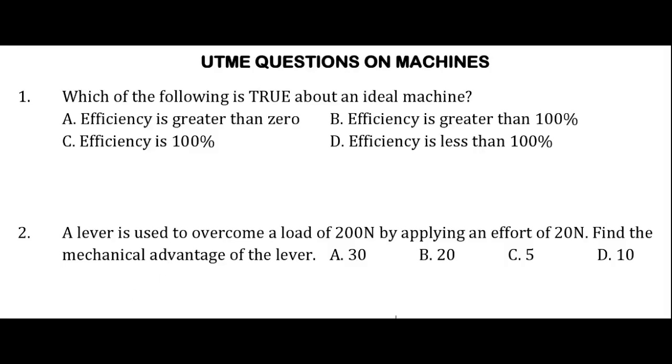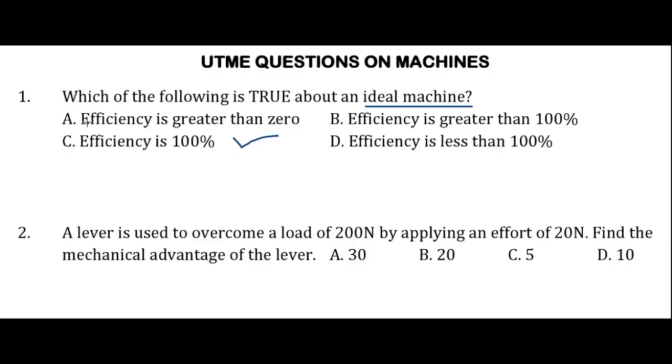Now, the first thing we need to pay attention to in this question is an ideal machine. A lot of students don't pay attention to this kind of detail. So they just rush. In a machine, efficiency is less than 100 and they just pick that. Now, for an ideal machine, don't forget, I said previously that an ideal machine operates without any energy loss. No friction, no waste. All right? And because of that, for an ideal machine, efficiency is always 100%.